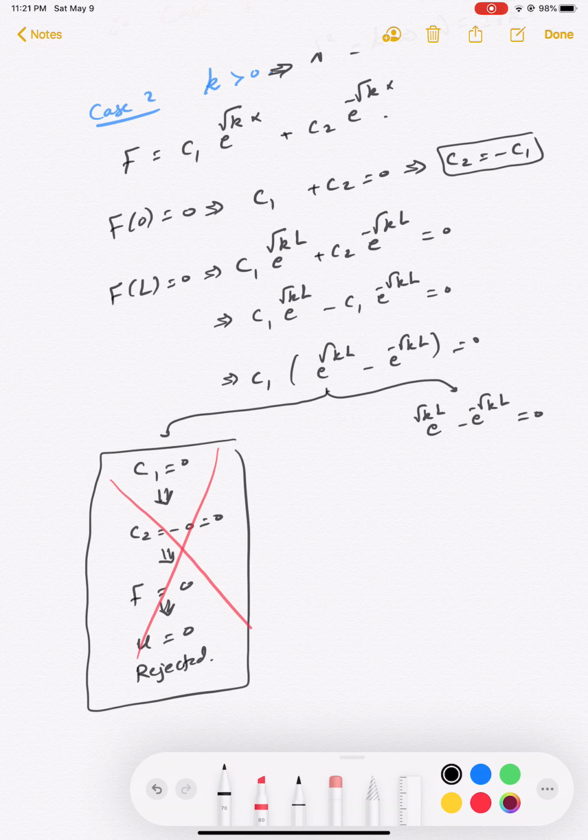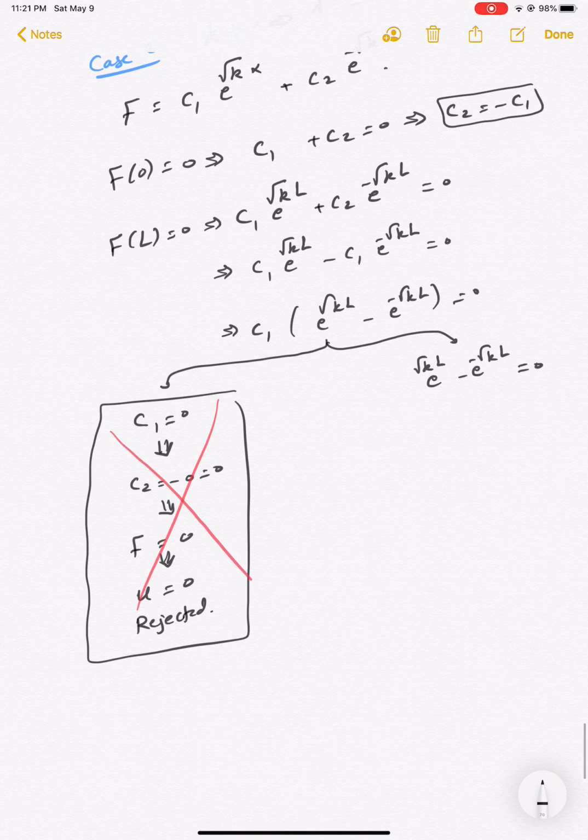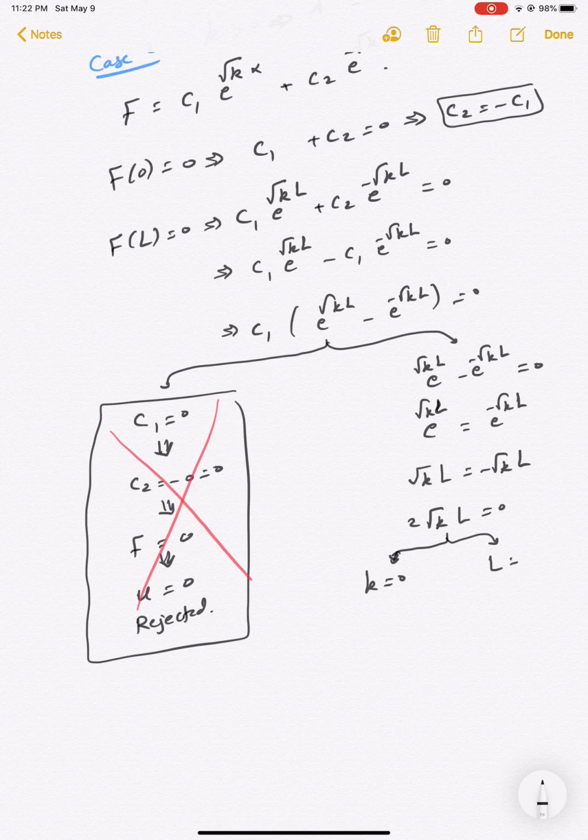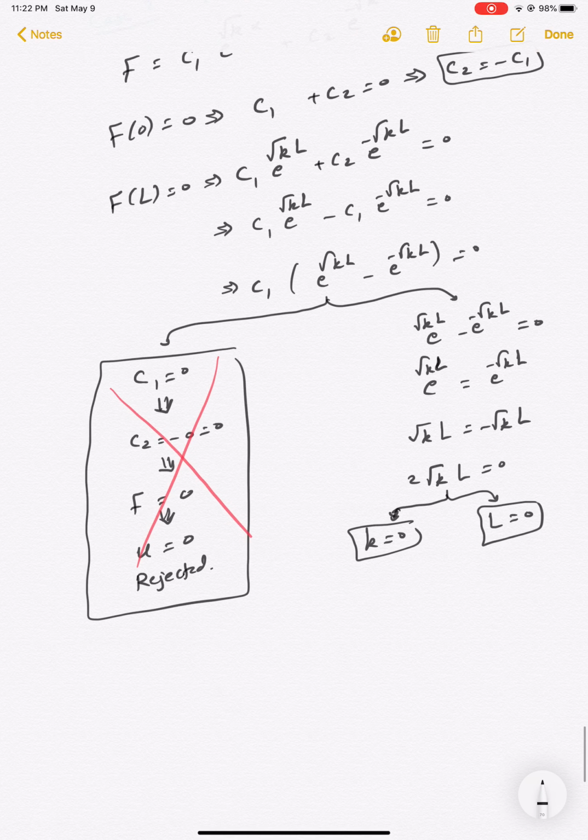Okay, then maybe e to the root KL minus e to the negative root KL is 0. But this means that e to the root KL equals e to the negative root KL. And if the exponentials are equal, the powers are equal. So root KL is negative root KL. If you move it over, 2 root KL is 0. And again, this is a product that's equal to 0. So either k is 0 or L is 0. L is 0 is rejected because L is the length of the string. And k is 0 is rejected because we are dealing with the case k bigger than 0. So here, again, everything is rejected.